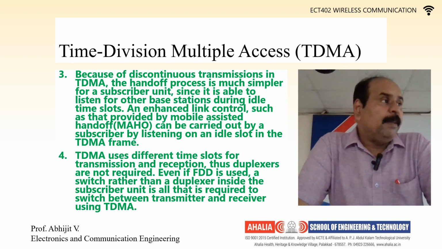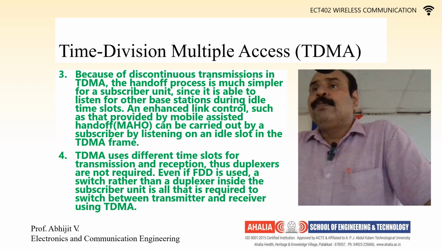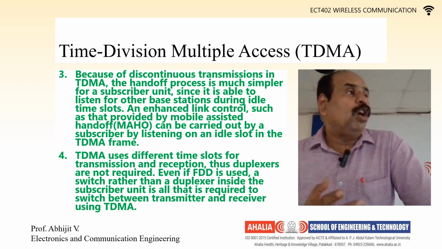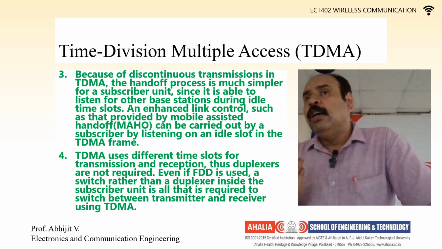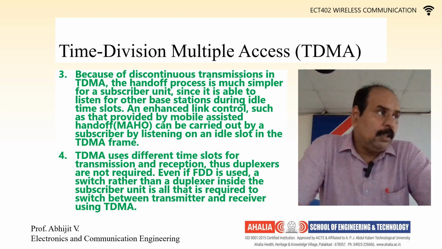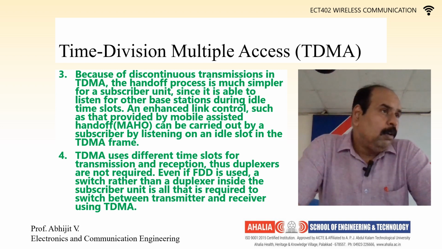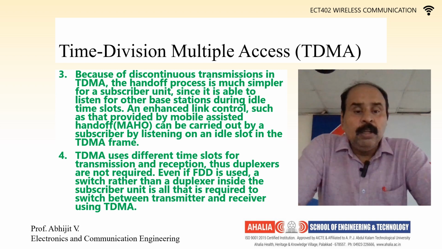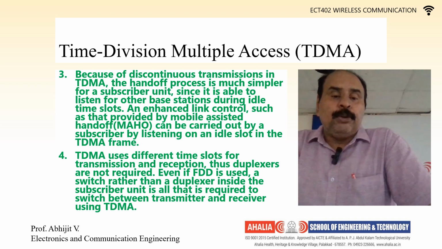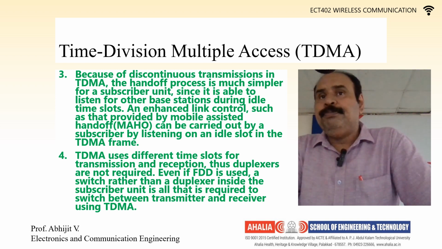TDMA uses different time slots for transmission and reception. So you have two chances. In a full duplex system, you have different time slots, one for transmission and one for reception. Thus, duplexers are not required, even if FDD, frequency division duplexing, is used. A switch rather than a duplexer inside the subscriber unit is all that is required to switch between a transmitter and a receiver using TDMA.